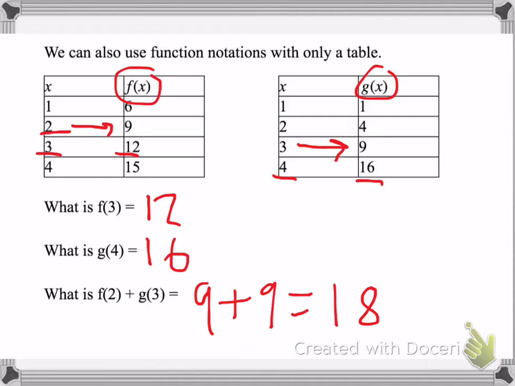So function notation, you have an input, you have an output. x is the input, and then f of x or g of x or h of x or any letter you want of x is going to be your output.